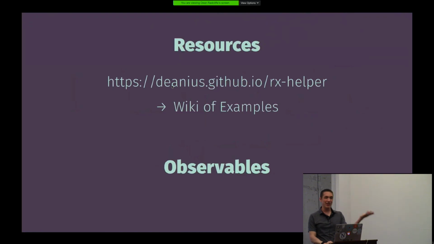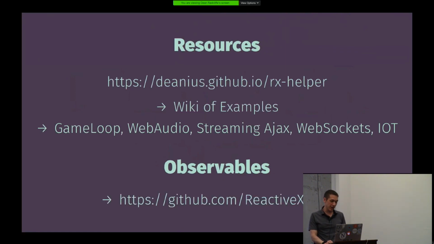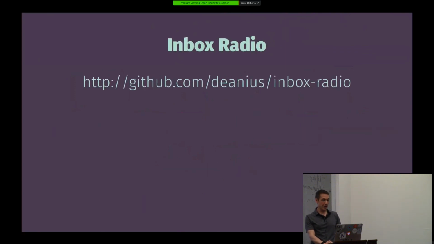Here's where you can find the RX helper library and some information on how to use it, particularly the wiki of examples. Some of the things that I have tried doing with this that work, you can read about in the wiki. If any of those topics are interesting to you, check out the wiki. Observables themselves come from the RxJS library, which is here. A lot of respect for those who created that. And the source code for Inbox Radio is over here in my account.